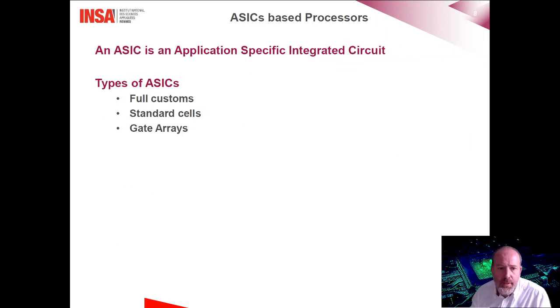The second family consists of processors based on ASICs. Remember, ASIC stands for Application-Specific Integrated Circuit. There are different ASIC types, namely the full custom, the standard cells, and the gate arrays, that I'm going to describe now in detail.